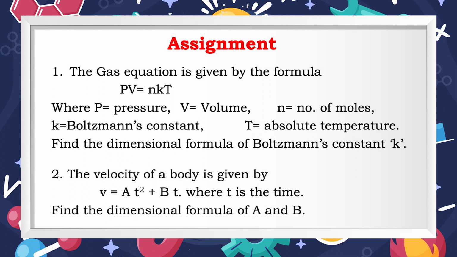Another assignment for you: the velocity of a body is given by V equals A T^2 plus B T, where T is time. Then you find the dimensional formula of A and B.